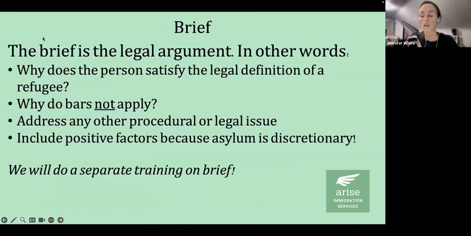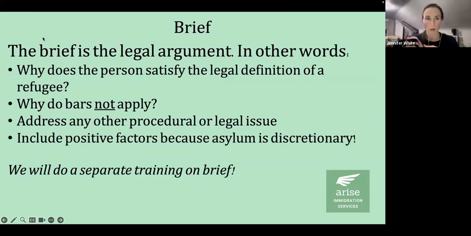Okay. So there's synonyms for the legal argument. Brief, memorandum, cover letter. People refer to it using different words, but it's just a legal argument why your client qualifies. So generally, you're really focusing on that definition of a refugee, the elements that I mentioned, like that important slide that we went over.